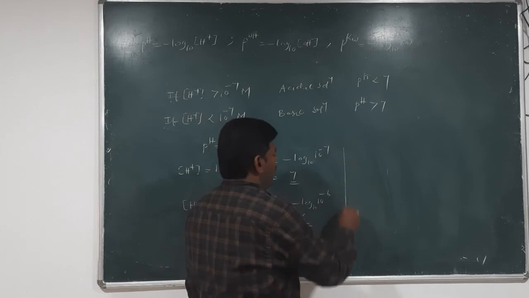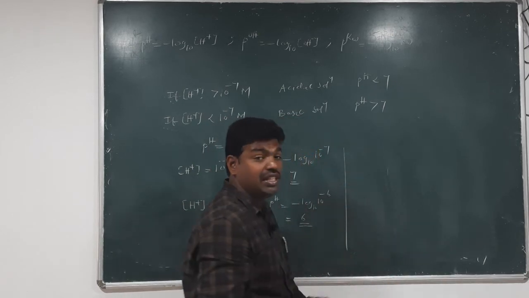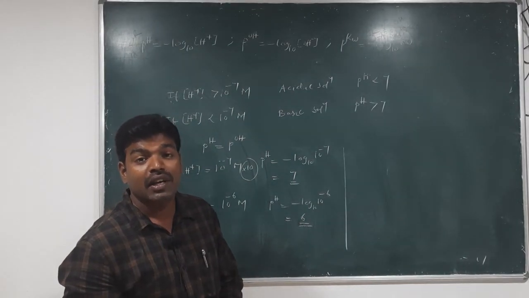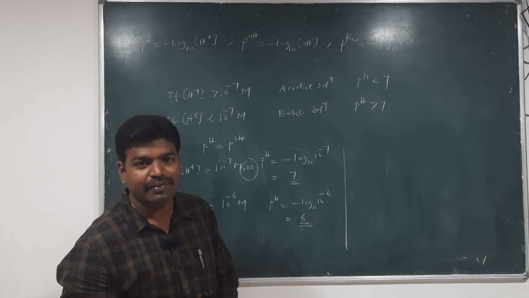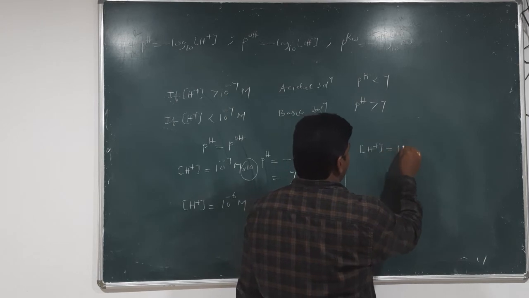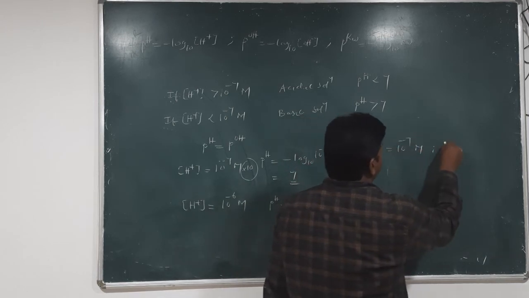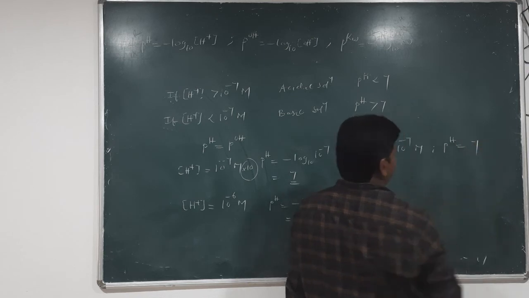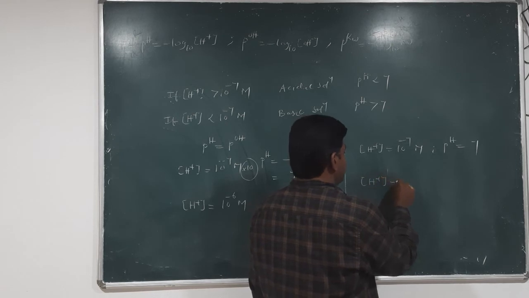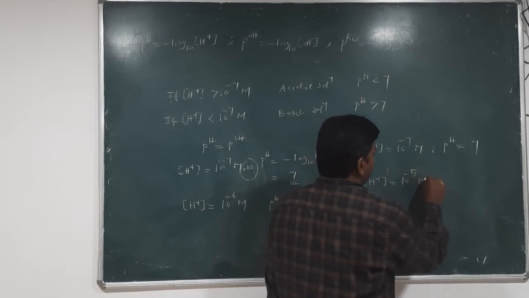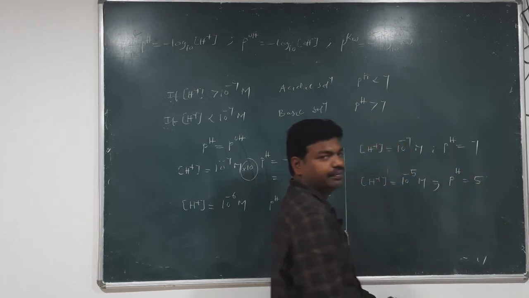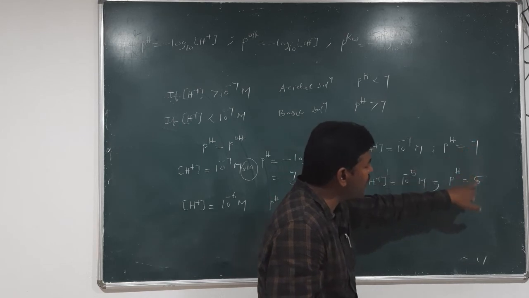And moreover, a change in pH by 2 units means that the concentration of H plus ions changes by a factor of 100. Let us see. If the concentration of H plus ions is equal to 10 to the power of minus 7 M, then pH is equal to 7. Next, if the concentration of H plus ions is equal to 10 to the power of minus 5 M, then pH is 5. So pH changes by 2 units.